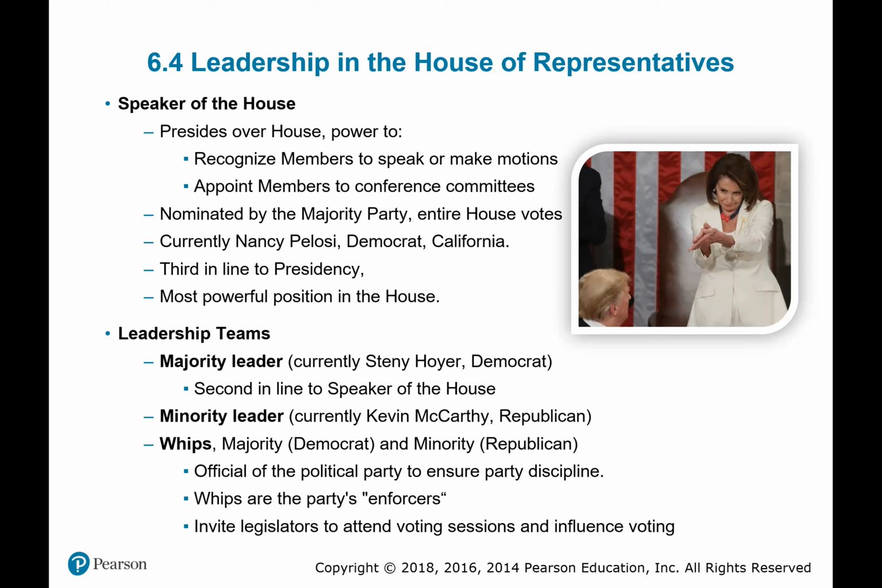As we discussed, you have majority leaders. Currently in the House, it's Steny Hoyer from Maryland, a Democrat. They're second in line to the Speaker of the House, and they will sometimes preside over the session. And you have a minority leader who's currently Kevin McCarthy, a Republican, and the whips for both. And those are kind of the enforcers. There was a show called House of Cards a while back that was interesting, and the character started as the whip and then worked his way up to president, and he was pretty corrupt and it was a lot of scandal, but it's an interesting show.